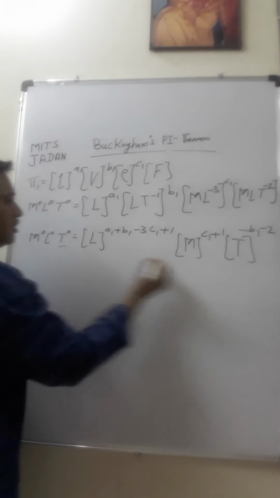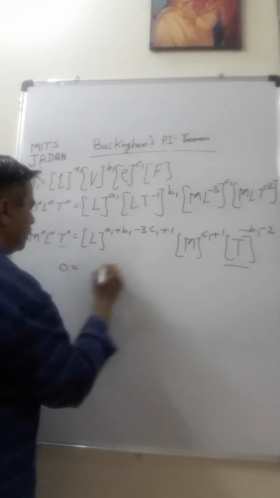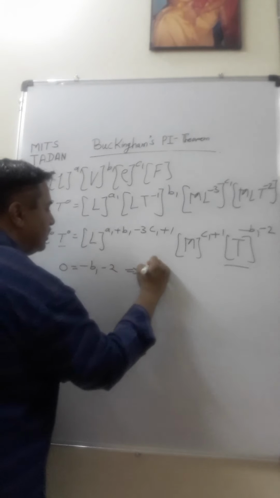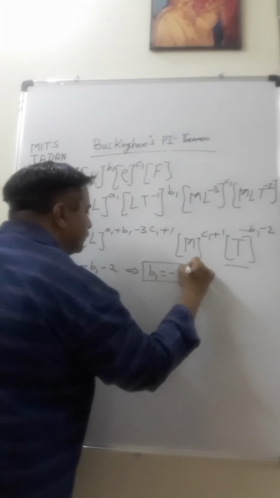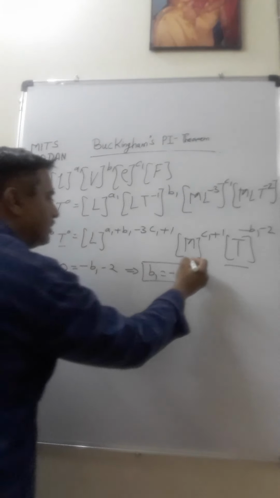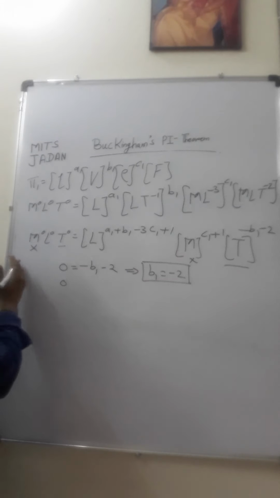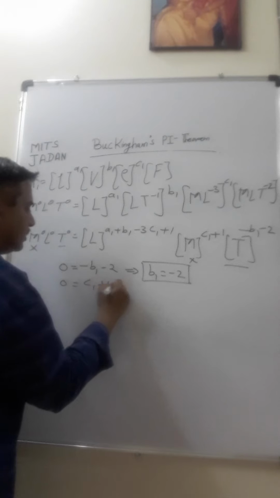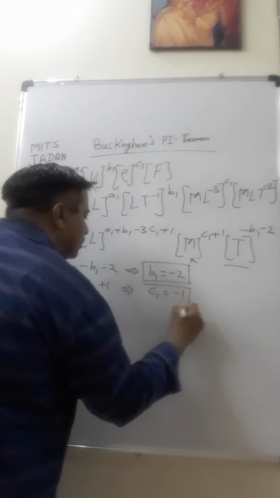Here T is 0. So we have 0 is equal to minus B1 minus 2, which indicates that B1 is equal to minus 2. Then we will compare mass. Again on the left hand side it is 0, on the right hand side it is C1 plus 1. Therefore C1 is equal to minus 1.